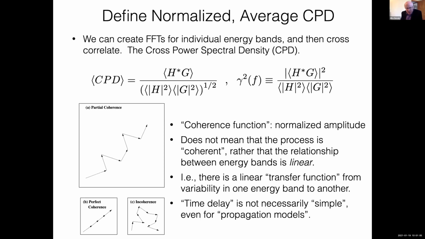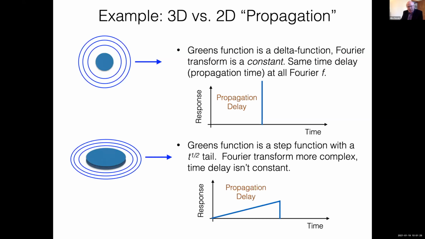Turns out for most black hole binaries, when we do this, the correlation is extremely good, and this coherence is essentially 1, which basically means that there is some sort of transfer function from variability at low energies to variability at high energies. That transfer function is linear and very well defined in a statistical sense. However, it doesn't necessarily mean that the time delay that you're measuring is strictly a propagation time delay. Things can get complex just from the properties of Fourier transforms.